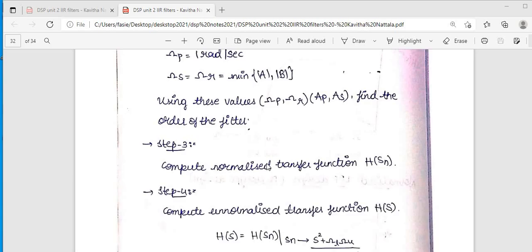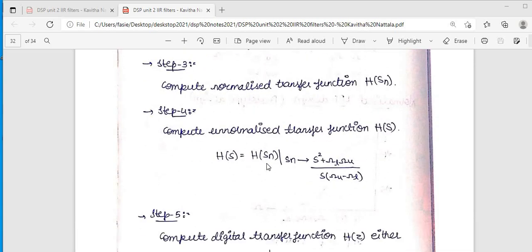That's step 2. Then step 3, find the normalized transfer function by using the same order. If it is for Chebyshev, if it is for Butterworth, we know both formulas, right? N is equal to log of [(1/A square minus 1) by (1/AP square minus 1)] whole power 1 by 2, divided by log of omega S by omega P. That is for Butterworth. For Chebyshev, what is there? cosh inverse of the same formula, [(1/A square minus 1) by (1/AP square minus 1)] whole power 1 by 2, divided by cosh inverse of omega S by omega P.